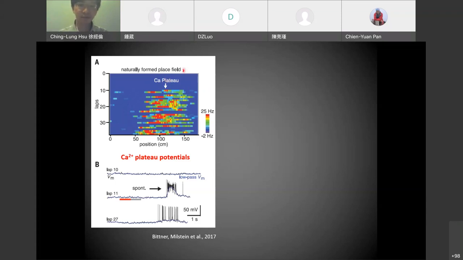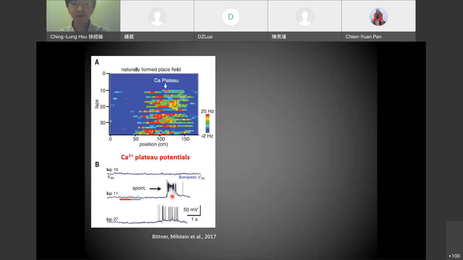So when the experimenter places a patch clamp electrode to the dorsal hippocampus CA1, recording from a single pyramidal cell, in the beginning we see the intracellular membrane potential is pretty flat. So there's no activity at all. So it is called a silent cell. It does not report the animal's position. But at some lap, suddenly they observe a very large and spontaneous long duration depolarization, which is called a calcium plateau potential.